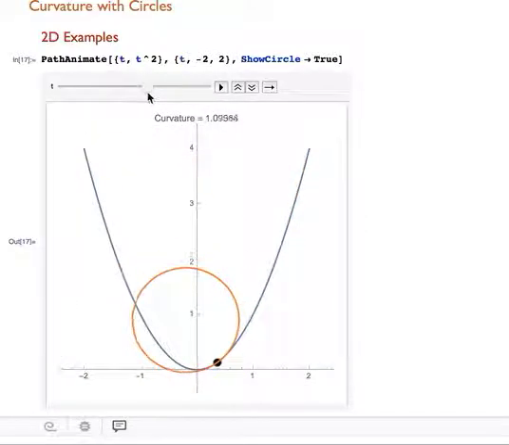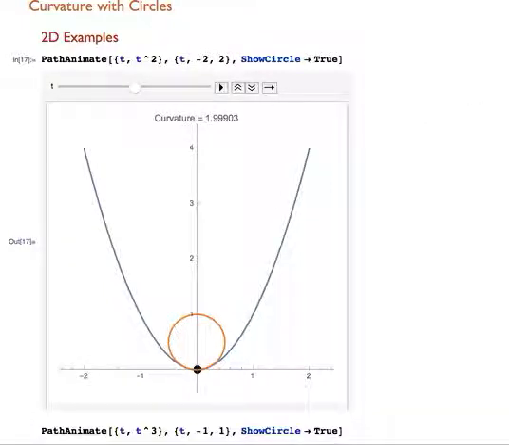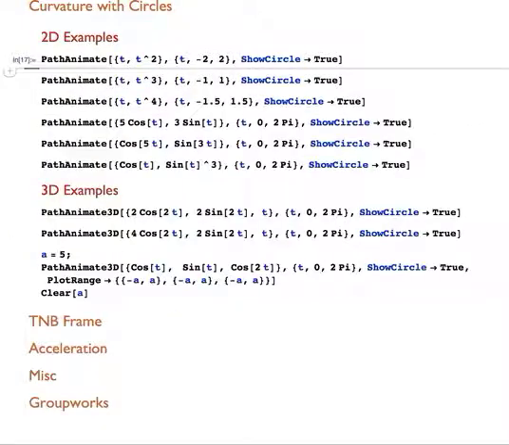On the flip side, the curviest that we get is here at the vertex, where the curvature, well, if I were exactly at the vertex, it would be exactly 2. And sure enough, the osculating circle has diameter 1, so it has radius 1/2, 1 over the curvature. So let's look at a few others.